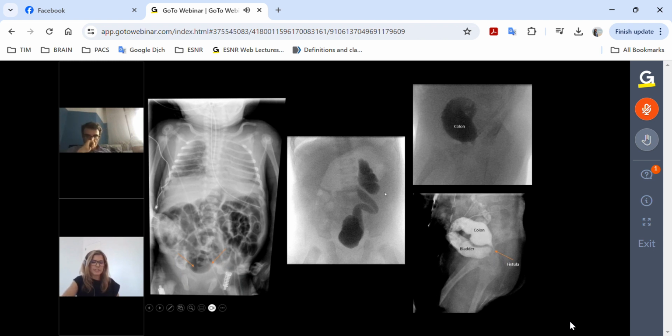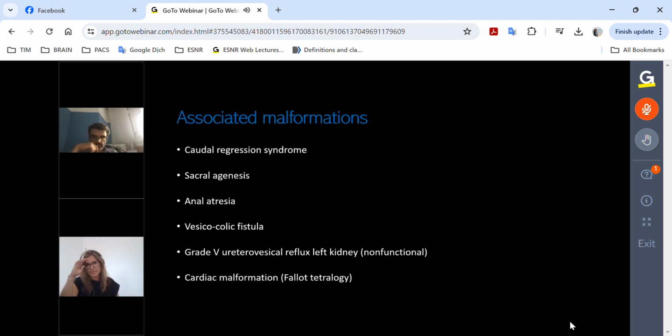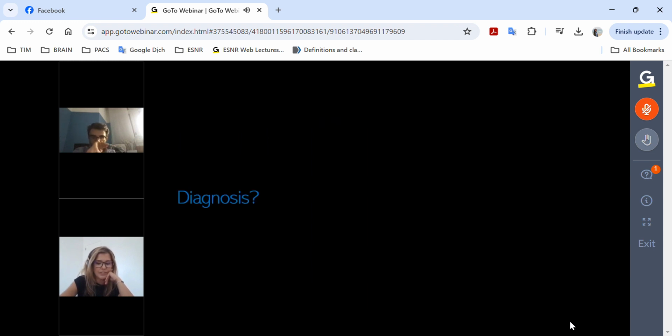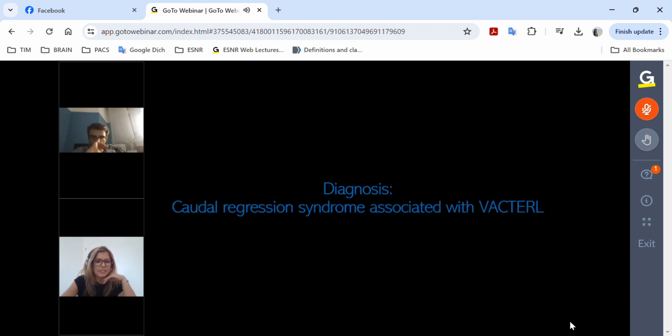The sacral agenesis and the hydronephrosis were already known. So there are some associated malformations: there is a caudal regression syndrome, a sacral agenesis, an anal atresia, a fistula between the bladder and the colon, the non-functional left kidney, and there was also a cardiac malformation. So what would be the diagnosis of this case? It's a caudal regression syndrome associated with VACTERL.